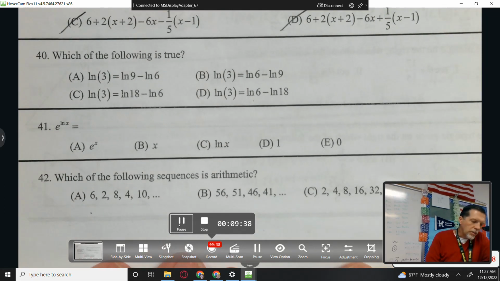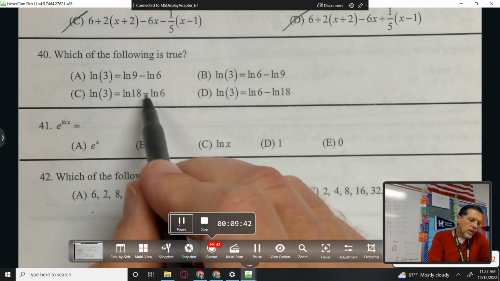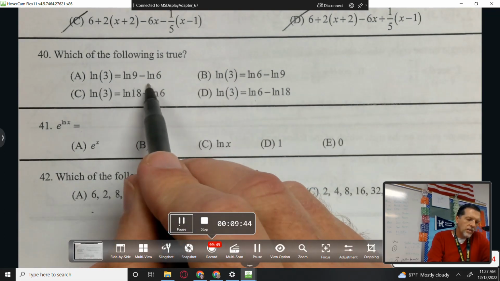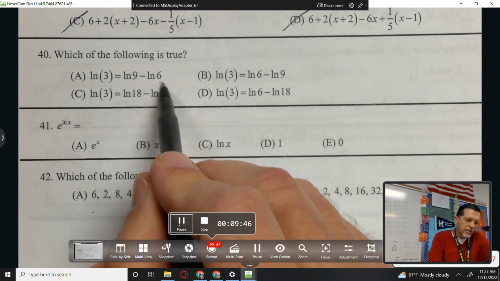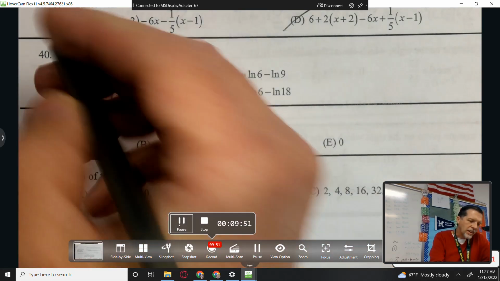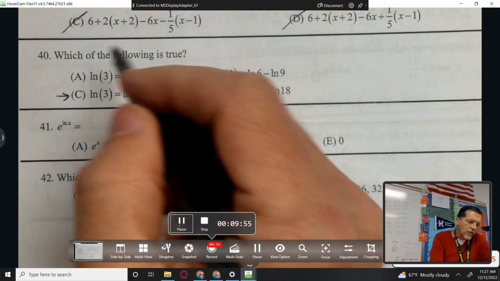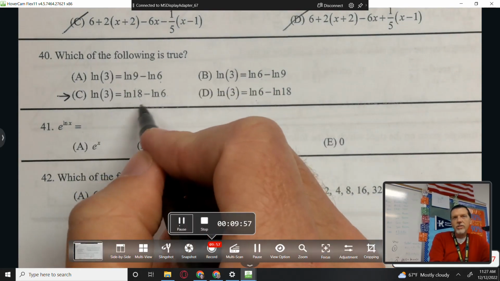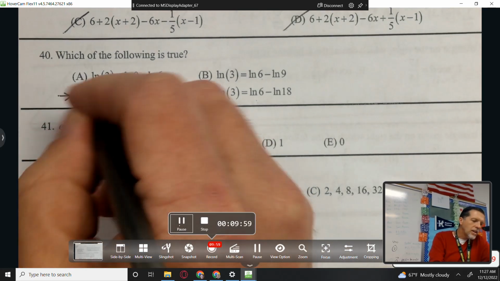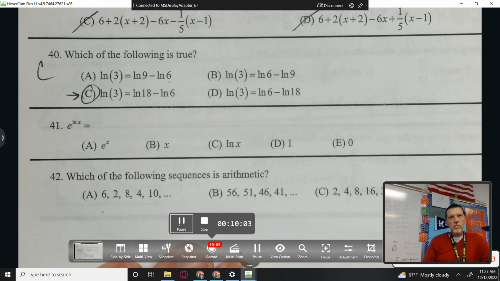Alright, last one for this video. Which of the following is true? Let's see, we would do 9 over 6, 6 over 9, 18 over 6. That looks good. 6 over 18. Okay, so yes, if you're subtracting logs, you can condense by dividing them. So yes, answer choice C. Questions on any of those?